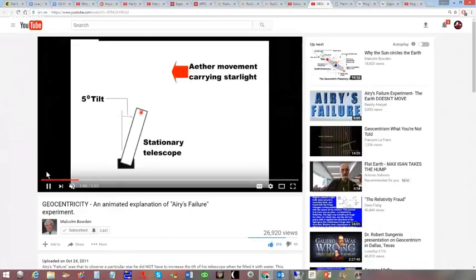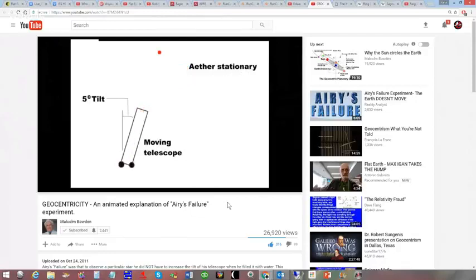So what Airy did is he devised an experiment where he had a telescope, and he basically was able to determine that it was in fact the starlight that was coming in, and it was the stars that were moving, bringing the starlight in to a stationary Earth.